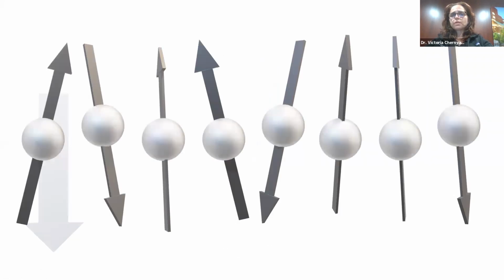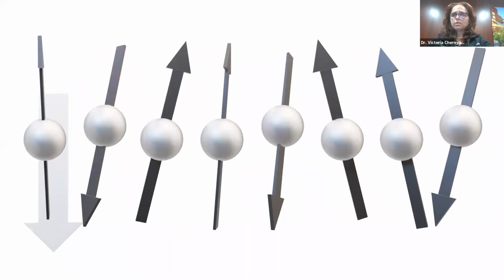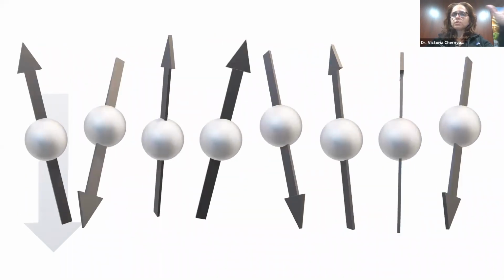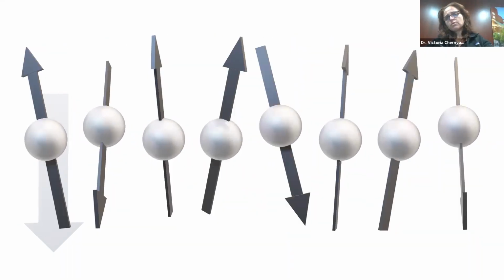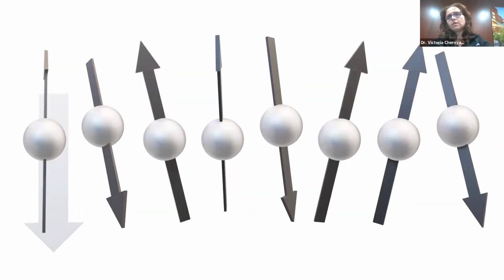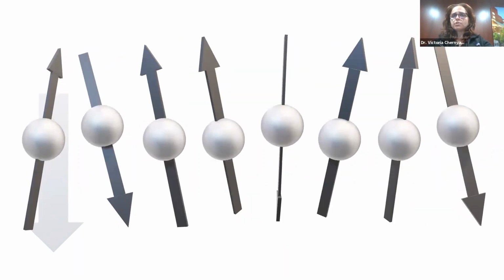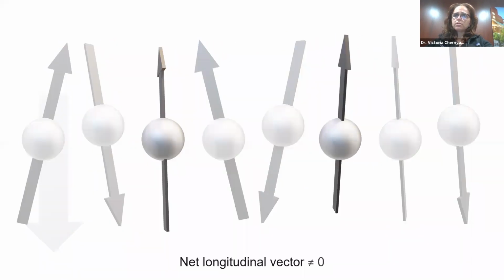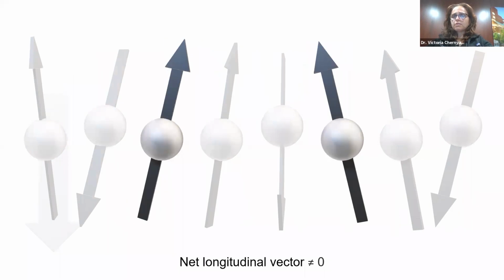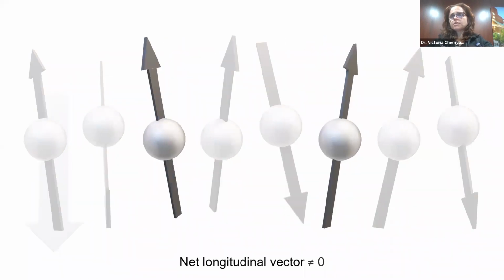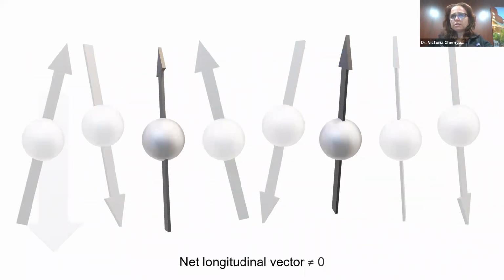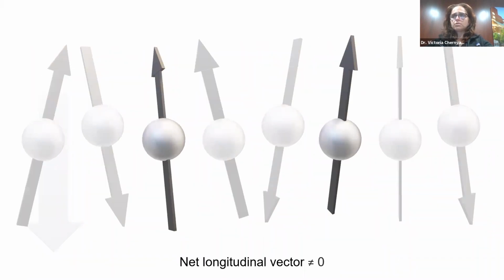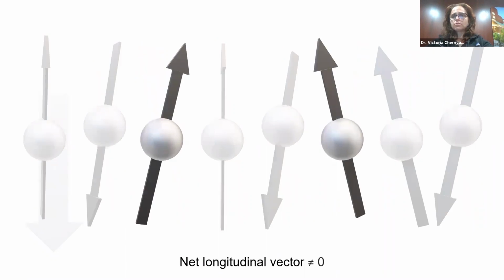So again, when the protons align either parallel or anti-parallel to the main magnetic field, many of them are going to cancel each other out, but there's going to be several that will not be canceled out, because remember, it's easier to be aligned anti-parallel. So the net longitudinal vector is not going to be 0. There's going to be some value to that vector.